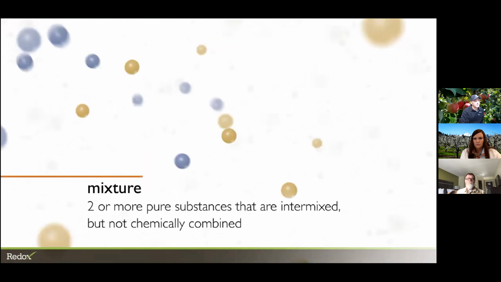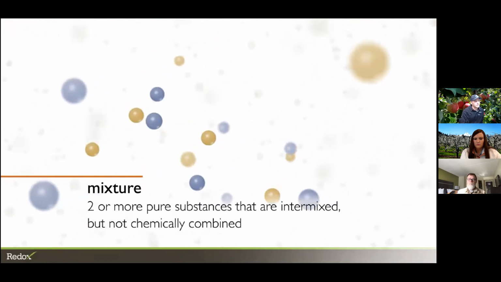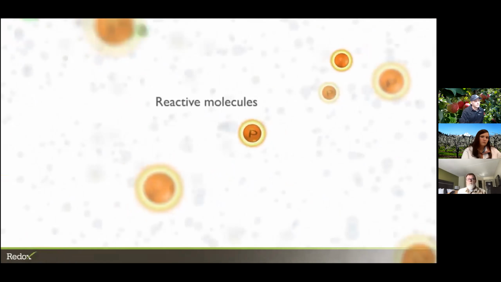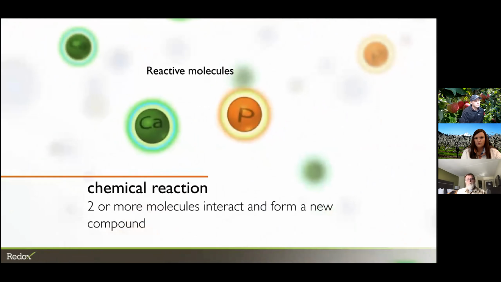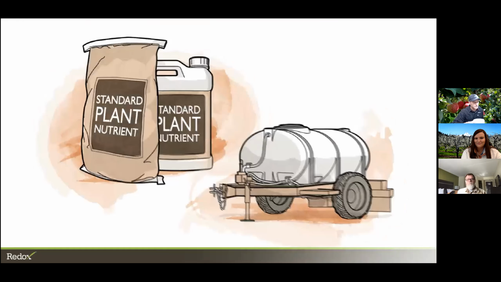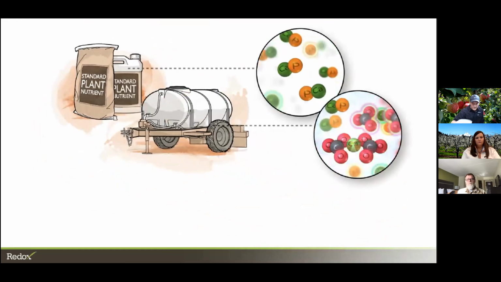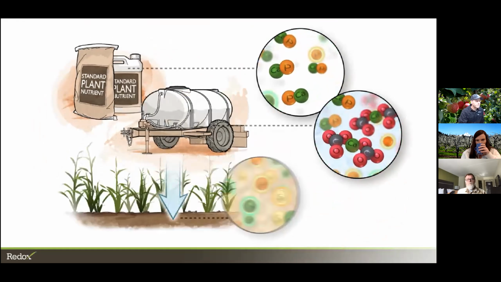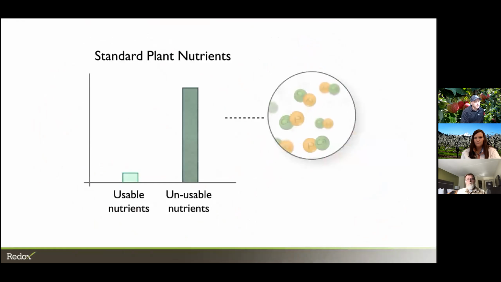A mixture is a blend of 2 or more pure substances that are intermixed but not chemically combined. If a blend is made using reactive molecules, it's no longer a true mixture. Molecules can chemically react to form new compounds. When plant nutrients are prepared improperly, undesirable chemical reactions with nearby molecules result in compounds that are ineffective. This renders a large percentage of the product unusable.